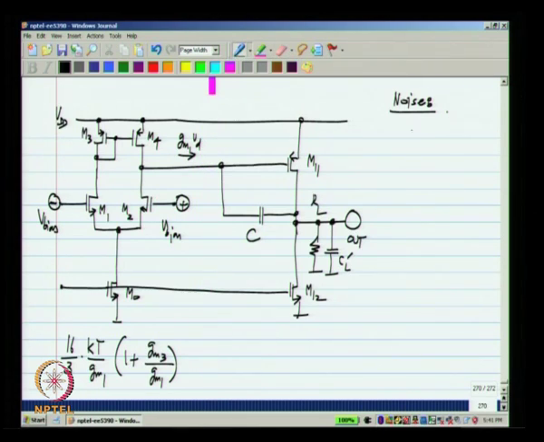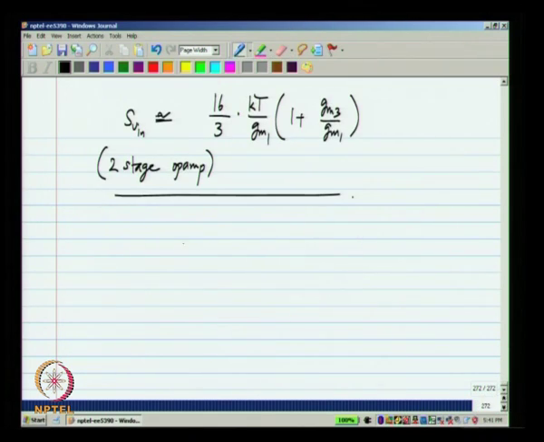Now, the next thing we will consider is the input referred offset. What do we mean by the offset here? Let us take the example of a unity gain follower, for instance. If I apply an input, the output should exactly follow the input, but because of the offset there will be a difference between the input and the output. So, that is the offset. Okay.